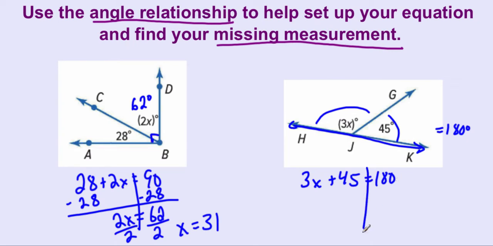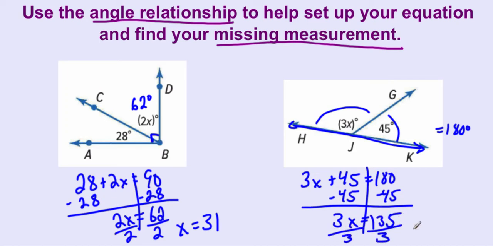Well, now it's just an equation, so I solve it. First, I undo my adding or subtracting. So I'm going to subtract 45 from both sides and get 3x is equal to 135. Then I'm going to divide both sides by 3 and get x is equal to 45. So I've solved for x. Now take it back up into the original problem and write in the actual measurement for that missing angle. Well, this one was 3x, or 3 times 45, which is 135 degrees. So I've solved for what x is, and I've also solved for what that missing angle is.